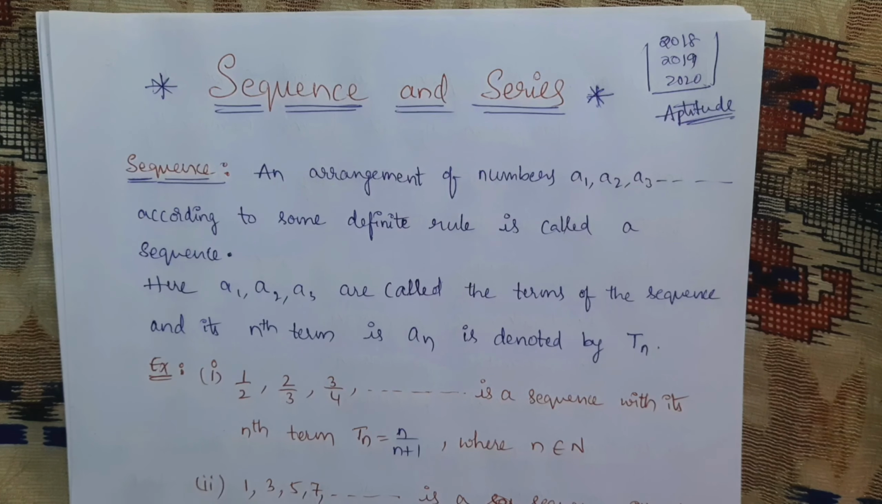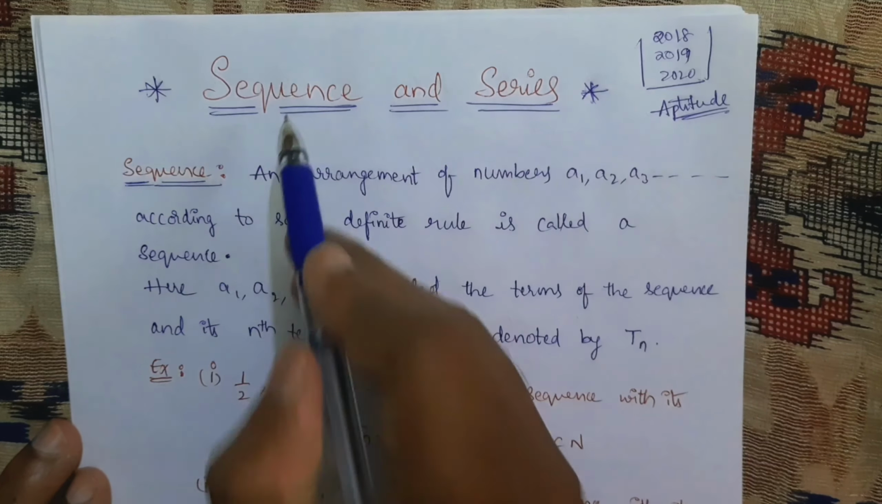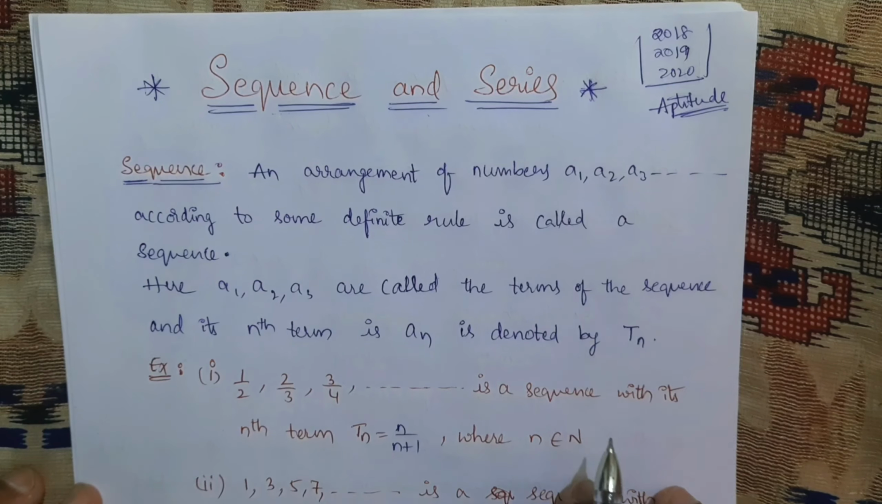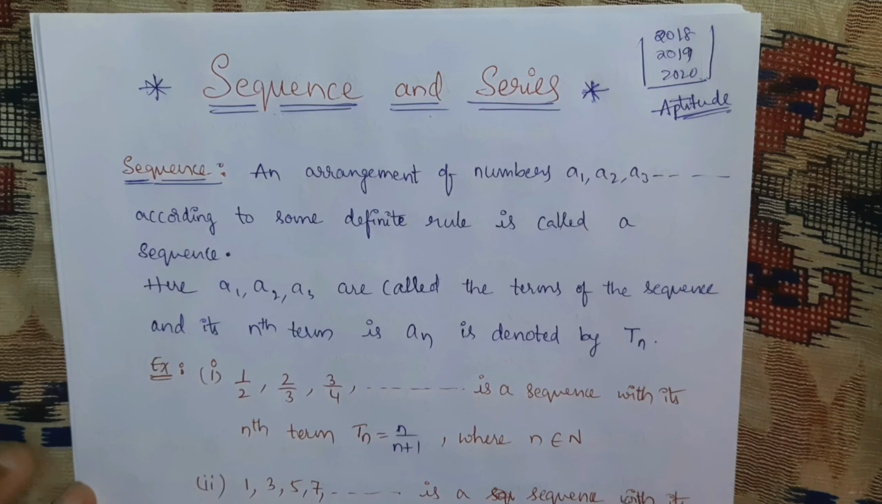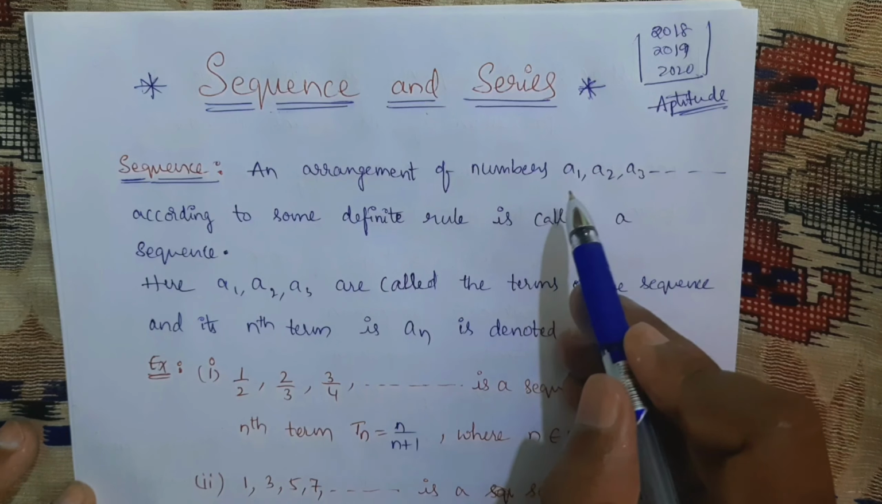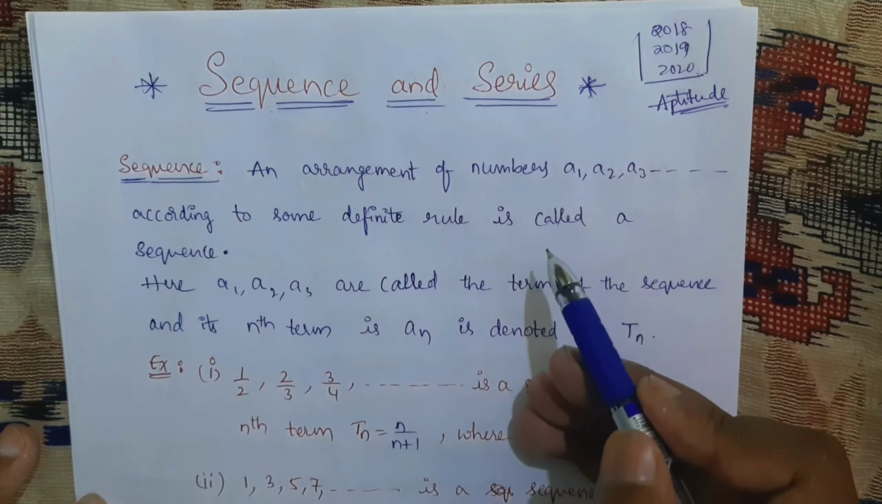Now, when it comes to sequence and series, actually this topic is a combination of two topics. One is sequence and then series. First of all, let us know what you mean by sequence. Sequence means an arrangement of numbers like a1, a2, a3 and so on, according to some definite rule, is called a sequence.